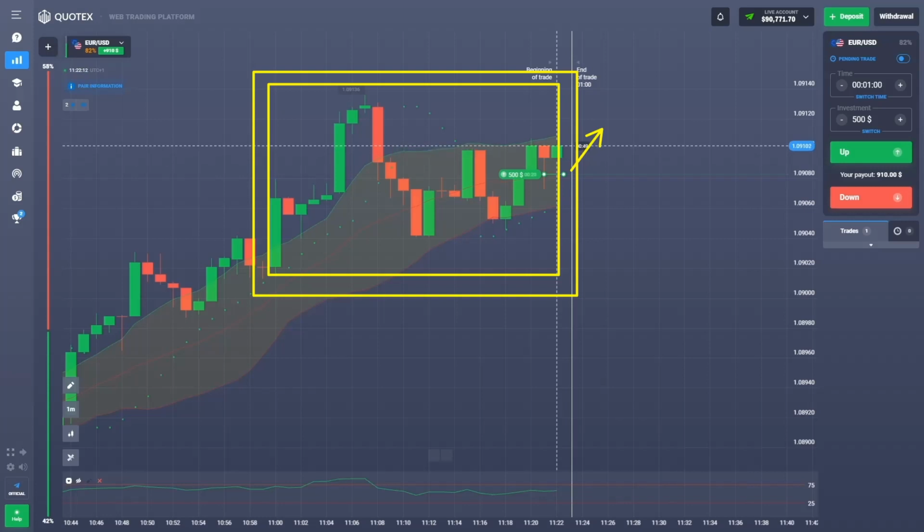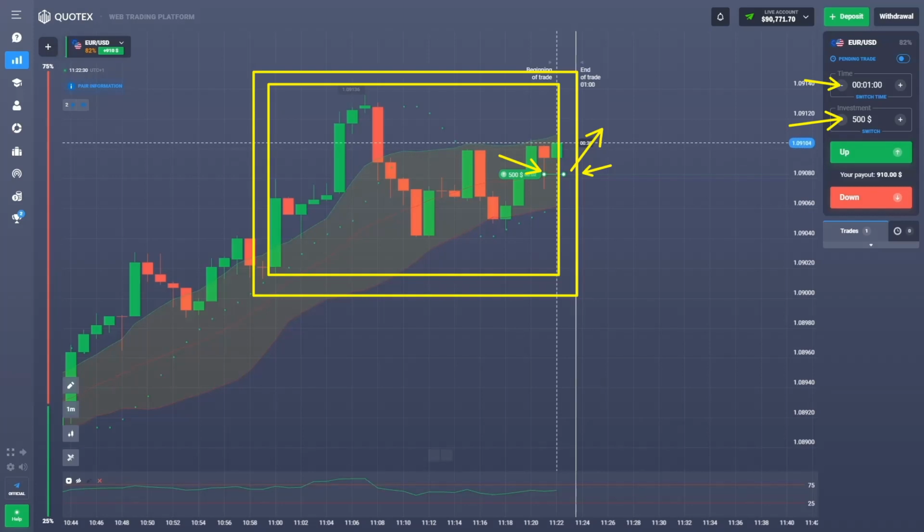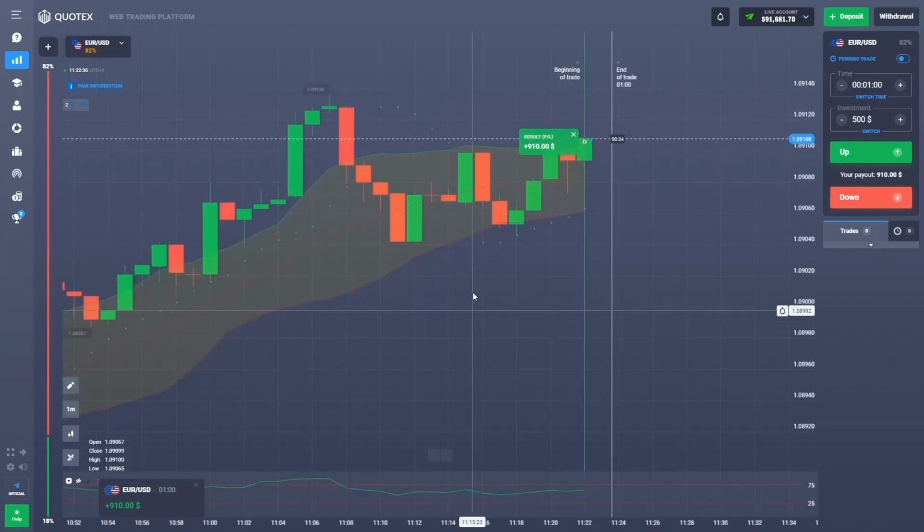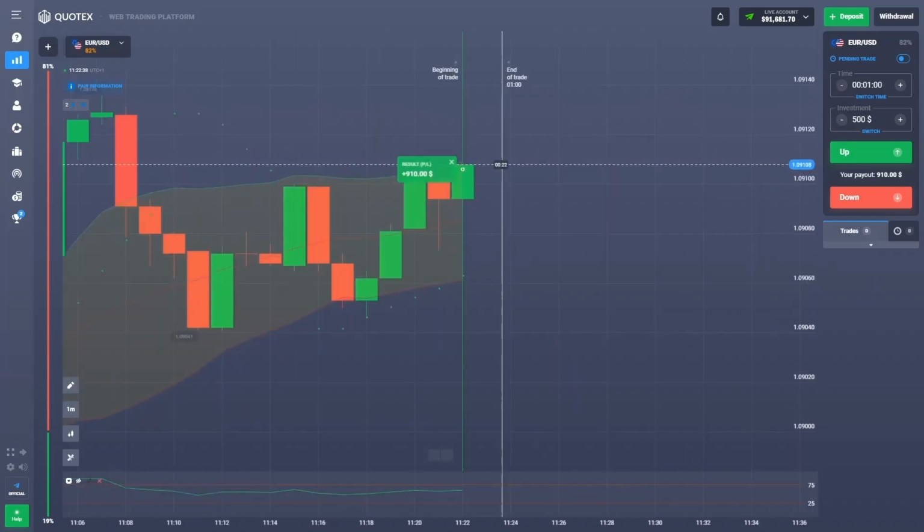Yep, this one is going to be over this line, so we are going to have a candle that ends over this line. As you can see, guys, I'm trading with $500. I'm using the 1 minute expiration time. I'm trading on Euro USD. We made $410 again.